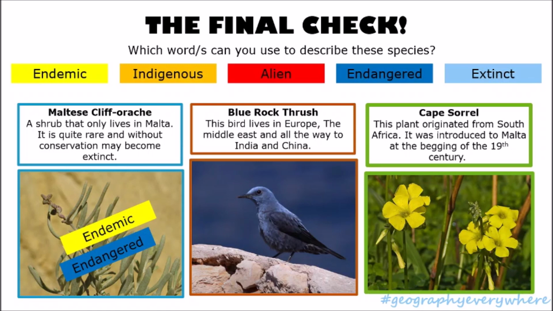The blue rock thrush. This bird lives in Europe, the Middle East, and all the way to India and China. We can say that the blue rock thrush is indigenous to Europe, Middle East, India, and China. The Cape sorrel. This plant originated from South Africa. It was introduced to Malta at the beginning of the 19th century. This plant is an alien species.